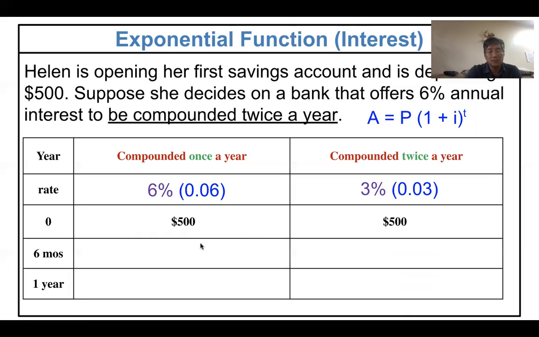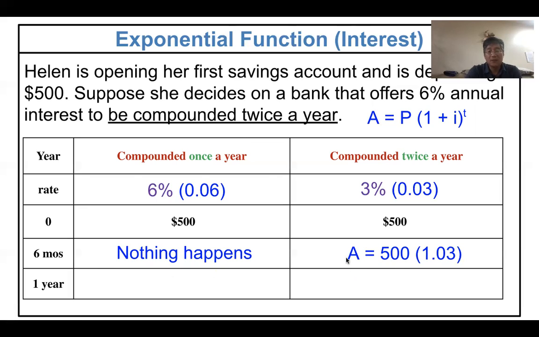$500 deposit. And then what happened after 6 months? For this part, compounded once a year, nothing happens after 6 months, right? But this one, you get the interest, 3%, right? This one, nothing happened. But here, you multiply 500 times 1.03. That will be your balance after 6 months. Make sense?